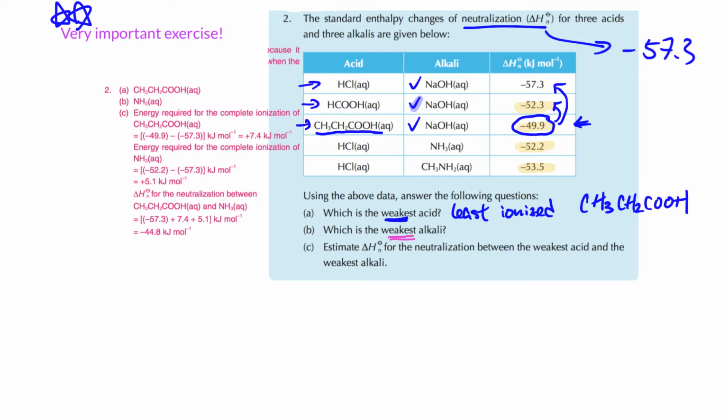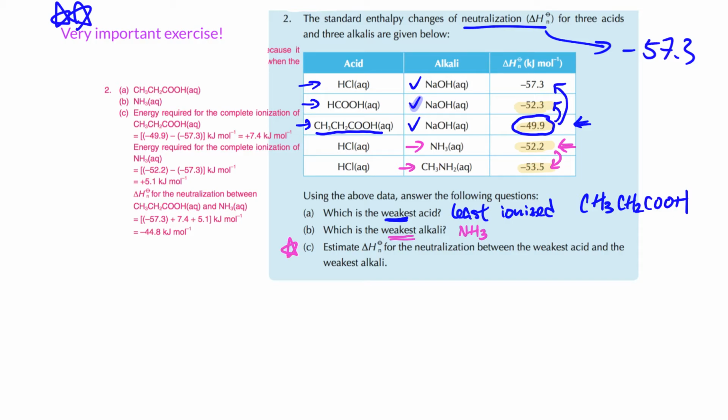Then now we have a look at the weakest alkaline. So we have NH3 and also CH3NH2. This one will release less energy compared to this one, right? So therefore, the weakest alkaline should be NH3 because you need more energy to completely ionize. So these two, basically we compare the data like this.